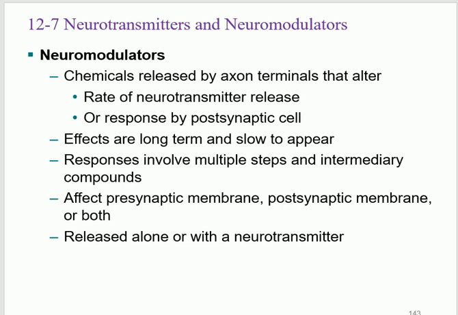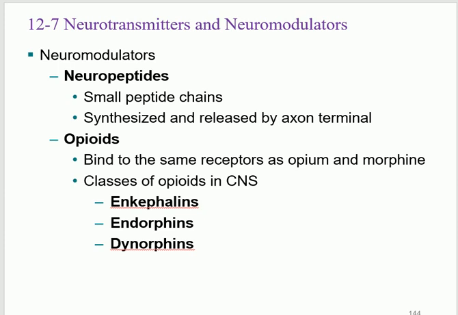Neuromodulators are chemicals that modulate the neurotransmitter release. Okay? Neuromodulators are chemicals that modulate the rate of neurotransmitter release. The neurotransmitter is not working completely free or completely random. It is modulated through the neuromodulators. What are these neuromodulators? It can be something like neuropeptides. It can be opioids.